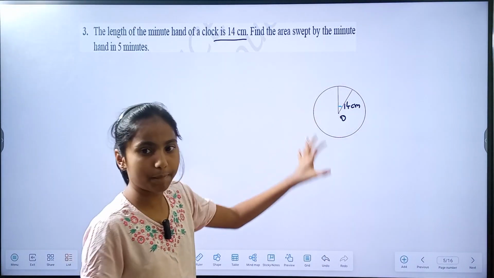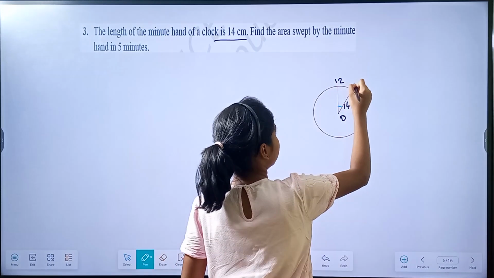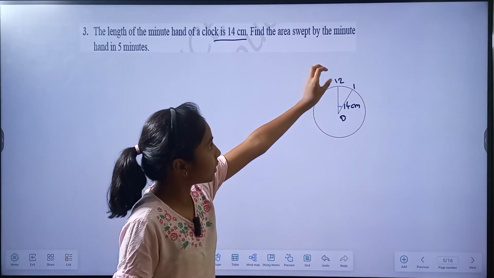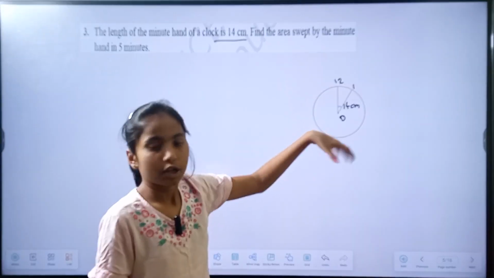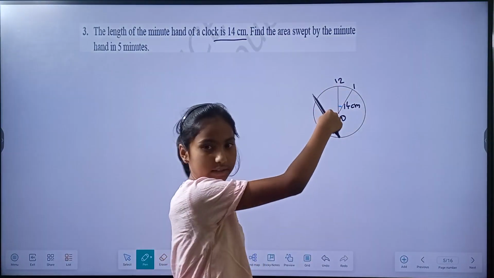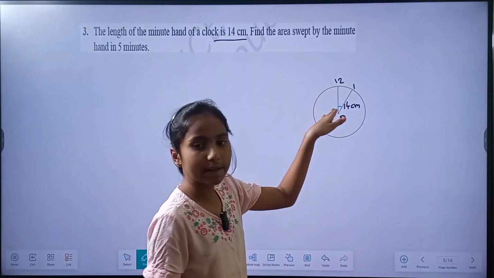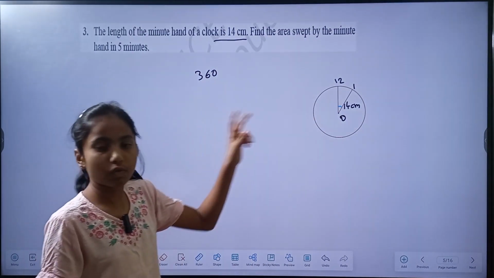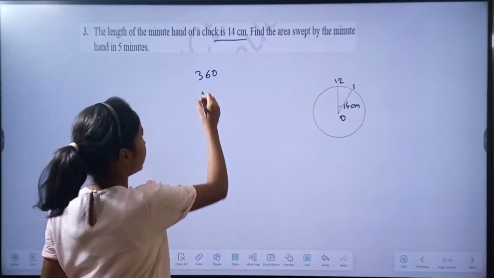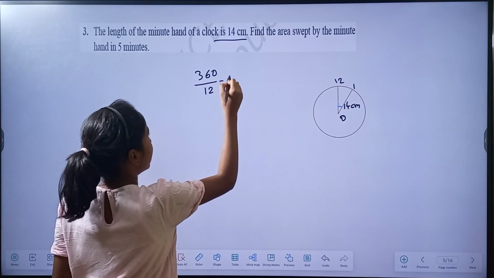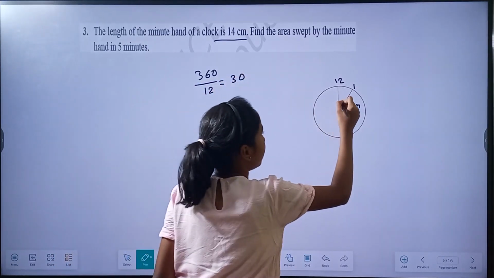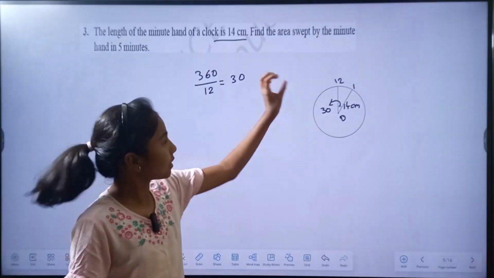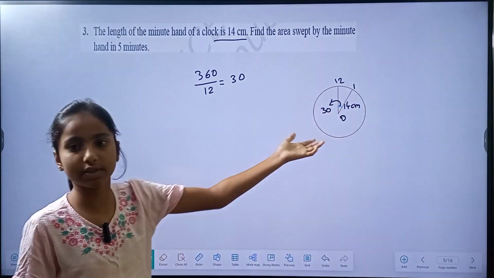So the clock has 12 parts. Let's take the two marks between 12 and 1. The gap between them is 5 minutes, so they are asking to find the area of this sector. We know the whole angle is 360 degrees, and the clock has 12 parts like these. So 360 divided by 12 equals 30, so the corresponding angle is 30. Now we have the circle with angle 30 and radius 14, and we have to find the sector area.